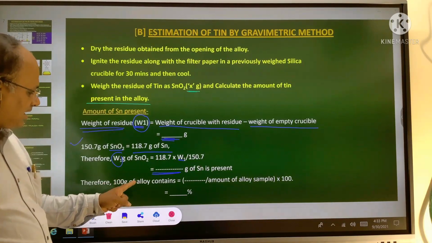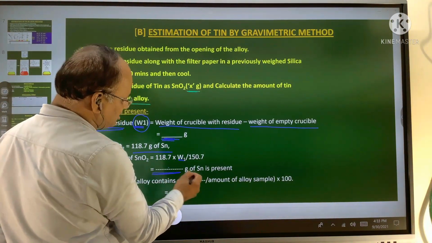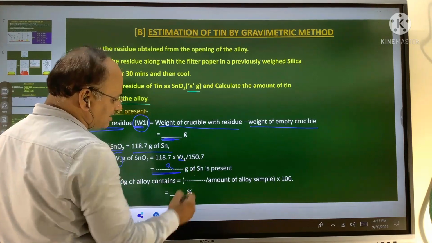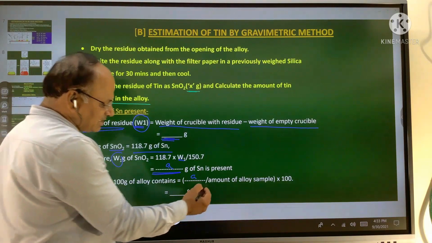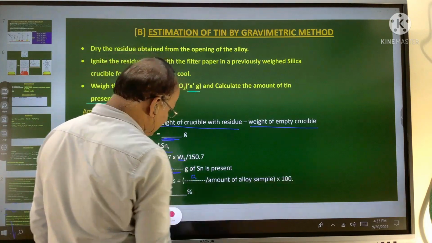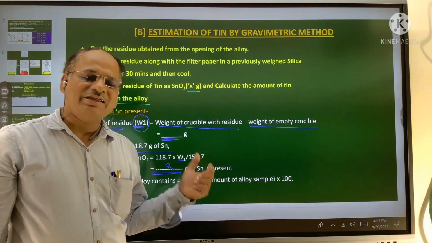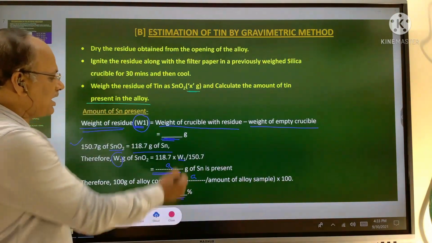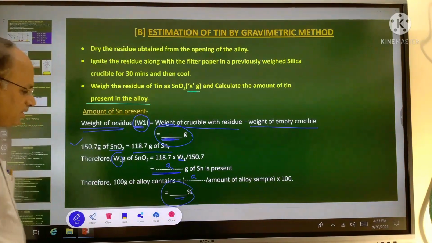यस, therefore here 100 ग्राम ऑफ दैट alloy contains, यहाँ पे जो कुछ आएगा यहाँ पे लिख दीजिए. सपोज यहाँ पे A ग्राम आ जाएगा, तो A डिवाइड बाय अमाउंट ऑफ दैट alloy sample, that is the 0.5 gram into 100, तो आपको अमाउंट ऑफ द tin present in that alloy in the percentage मिल जाएगा. यहाँ पे अमाउंट इन ग्राम मिला है, यहाँ पे परसेंटेज मिल गया है.